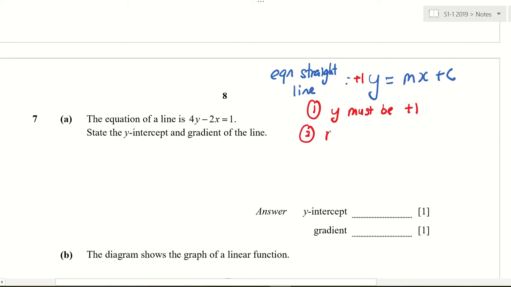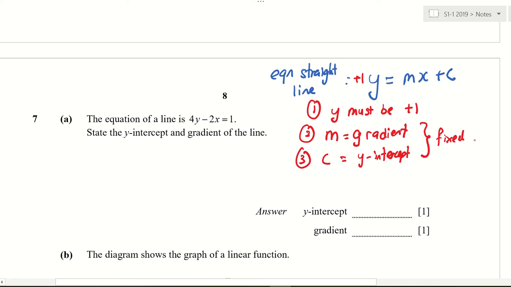Next, can you write down m actually represents the G word? Gradient. Can you also write down the c actually refers to the y-intercept? Lastly, can you write down these two are fixed numbers? That means in mathematical terms we call them constants. That means they are fixed, they don't change.